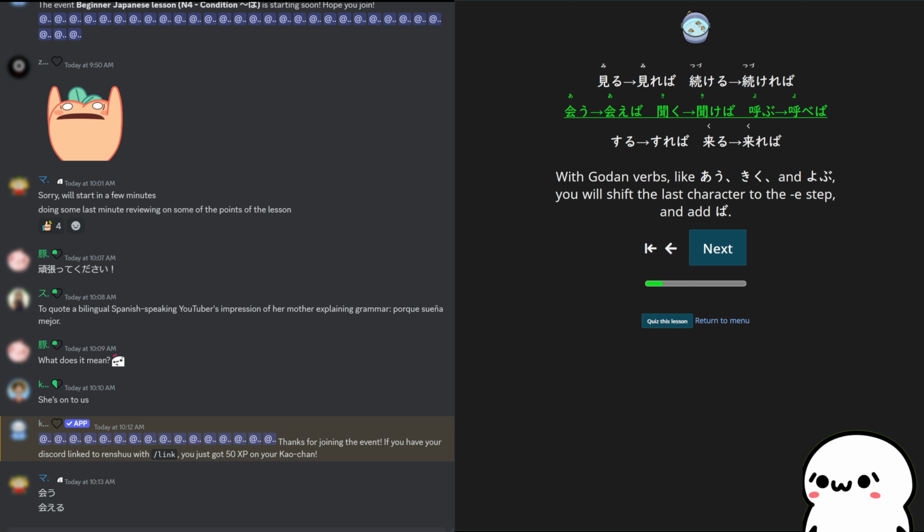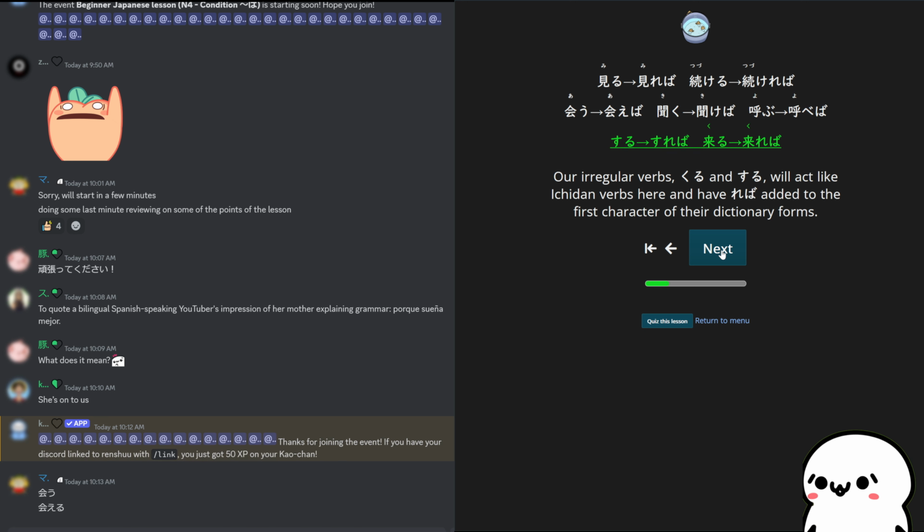But to think of it a different way, we're changing the spelling of that last character from the u step to the e step. So instead of u, looking at au, instead of u, it becomes e, ku becomes ke, bu becomes be, and whatnot. And so au becomes aeba, kiku becomes kikeba, yobu becomes yobeba, which is fun to say. And then we've got our two special verbs. Suru becomes sureba. So it's kind of like an ichidan verb in that sense. And kuru becomes kureba.